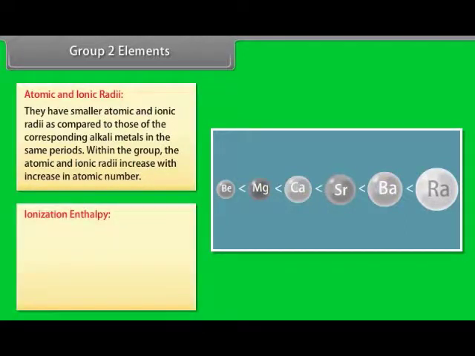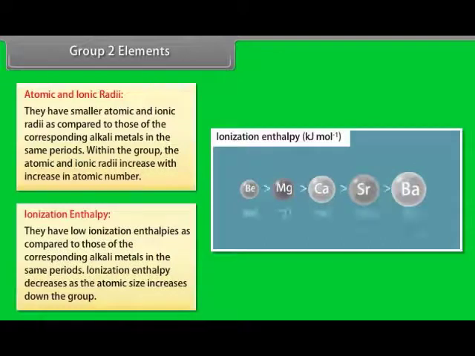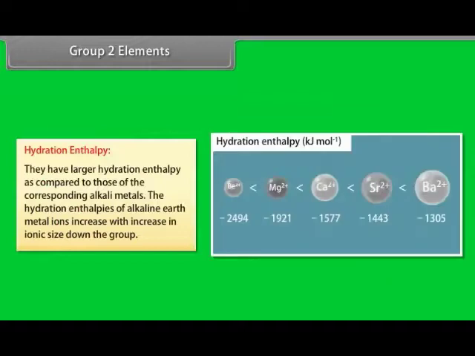Ionization enthalpy. They have low ionization enthalpies as compared to those of the corresponding alkali metals in the same periods. Ionization enthalpy decreases as the atomic size increases down the group. Hydration enthalpy. They have larger hydration enthalpy as compared to those of the corresponding alkali metals. The hydration enthalpies of alkaline earth metal ions decrease with increase in ionic size down the group.